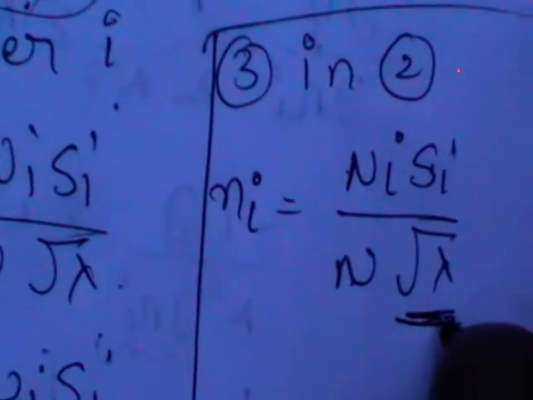Let us substitute this 3 in 2 to get Neyman's formula. What is 2 actually? 2 is nothing but the expression for small ni, which is NiSi by n into root lambda. As I said, all these are known to you, only this is unknown. For that you have to sum equation number 2 over i. From there you got the expression for lambda. Let us substitute this: NiSi by n into n by sigma NiSi. So these two cancel, and you get ni is equal to NiSi by sigma NiSi.